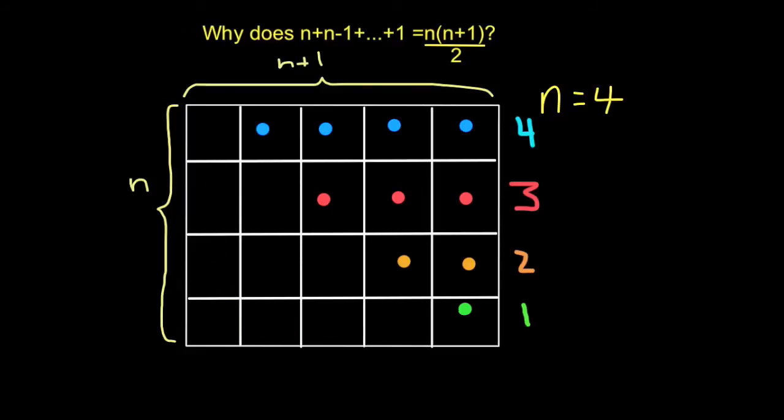So if this is an n by n plus 1 grid and half of the cells have been filled with tallies or comparisons, then we know that the partial sum of n plus n minus 1 all the way down to 1 is going to be n by n plus 1 divided by 2, because half of the grid cells are filled. Now here we had n equal to 4, but I think you can see inductively that this sort of reasoning will work for any whole number positive value of n.